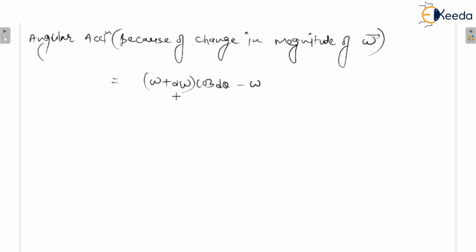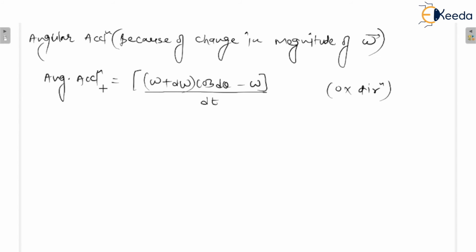Okay, and upon dt, because this is a change in magnitude, we are going to consider the magnitude of omega along the x direction, or you can say OX direction. Is it clear? This is the angular acceleration just because of the change in magnitude of omega.